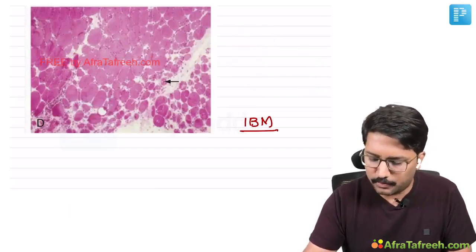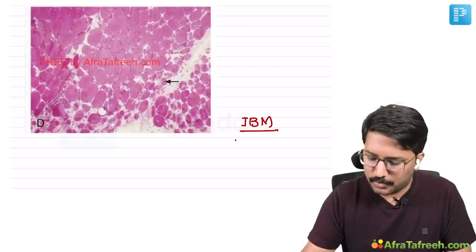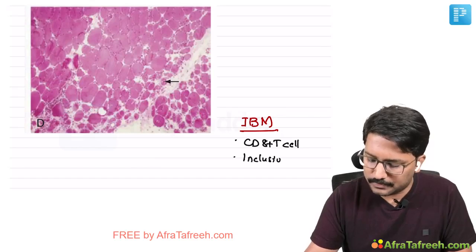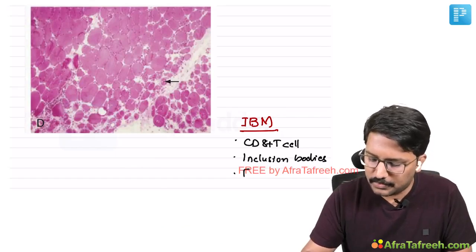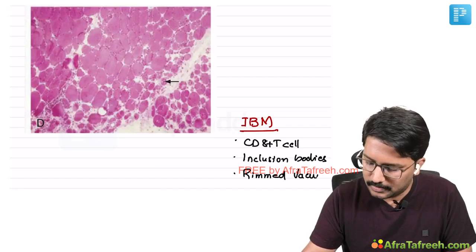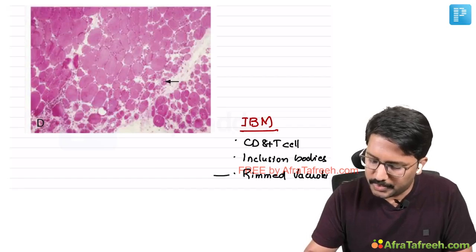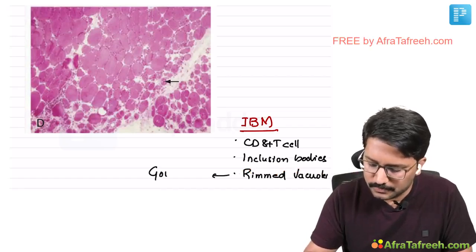Now what do we see in patients who have inclusion body myositis? In inclusion body myositis, first thing is there may be CD8 T cell infiltration, CD8 positive T cell infiltration. And second thing, classically we will have inclusion bodies, and degeneration of muscle fibers giving rise to what we call rimmed vacuoles. We will be able to appreciate these rimmed vacuoles when we use Gomori trichrome stain.